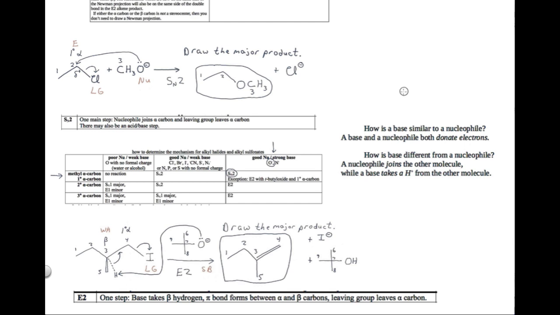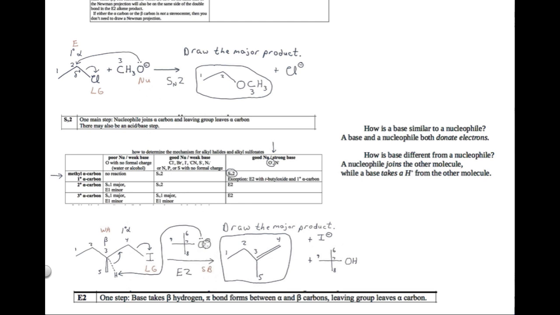But you also can see how they're different. When the O- acts like a nucleophile, it actually joins the alpha carbon. Notice here how the oxygen actually joined carbon 2, the alpha carbon. You can see that here. The nucleophile joins the alpha carbon. So acting as a nucleophile means donating electrons to join the thing that you're attacking.